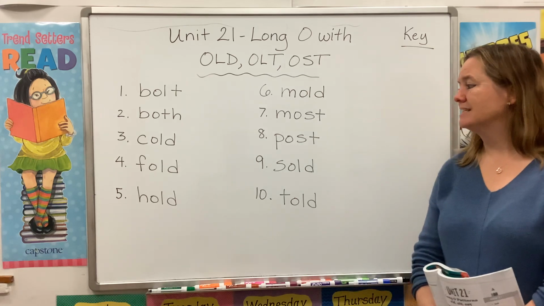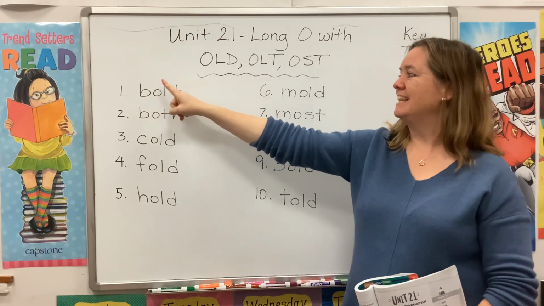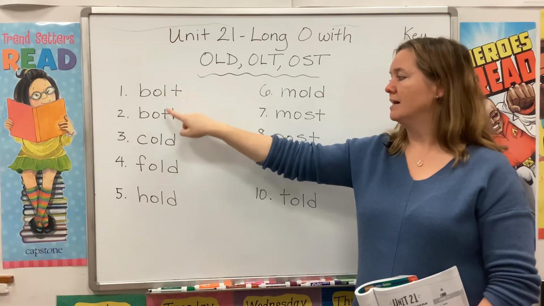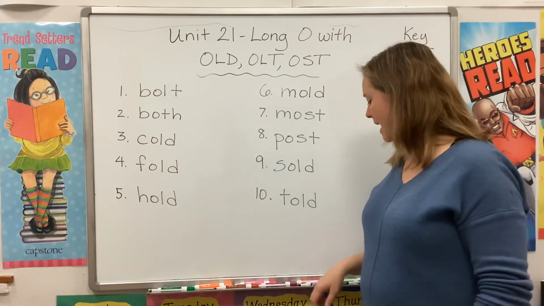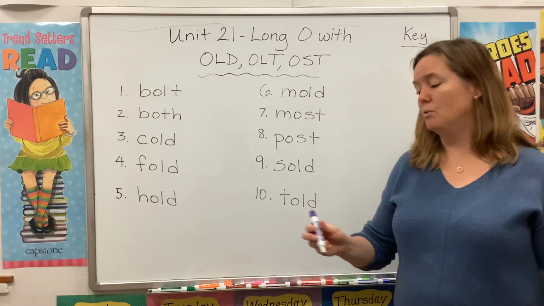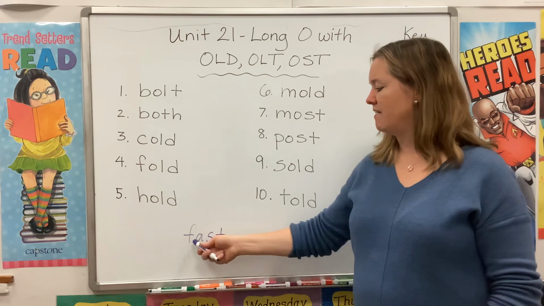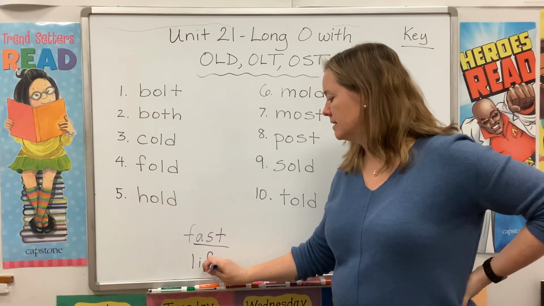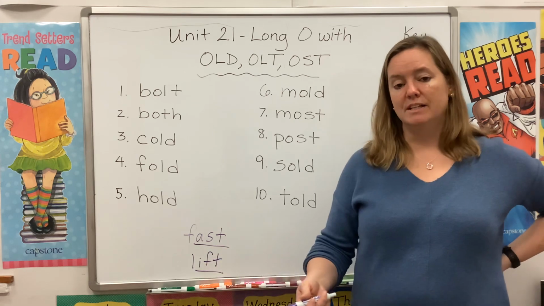Now what I want you to notice is that all of our words this week start with a consonant, but more importantly they have the letter O followed by 2 consonants. Do you see that? Now, most of the time, when you see a vowel followed by 2 consonants, the vowel is going to be short. So for instance, in the word fast, vowel, 2 consonants, the A is short. Or a word like lift, vowel, 2 consonants, the vowel is short.